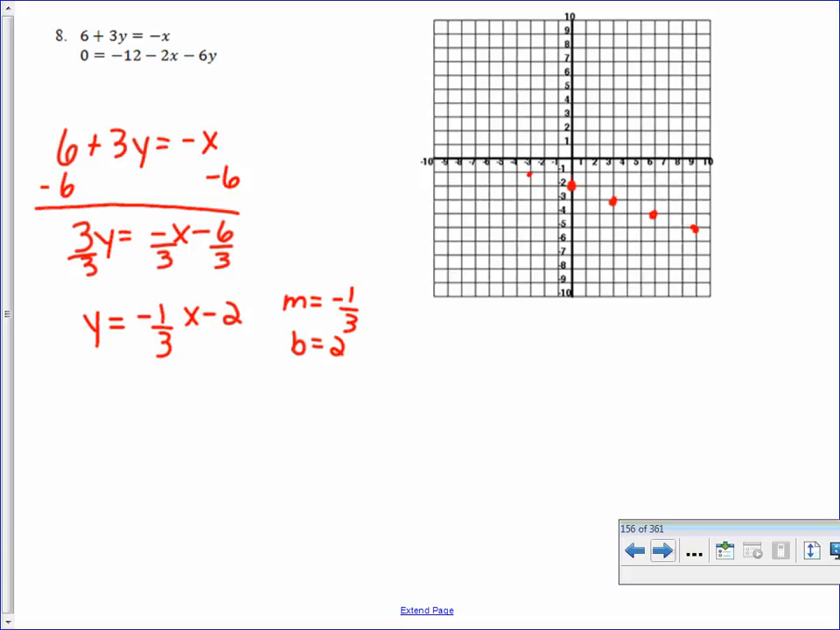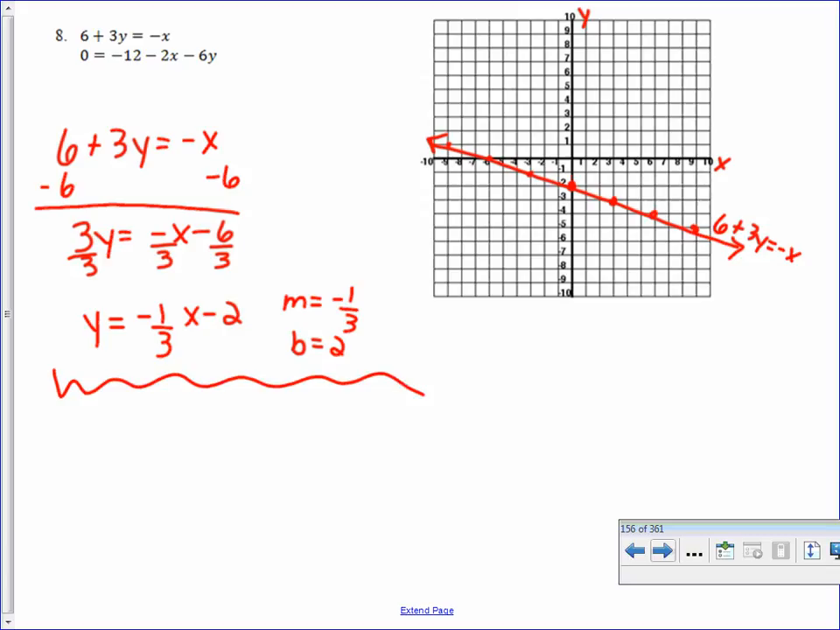down 1 to the right 3. And make sure, please, you do it in the opposite direction as well. Draw yourself a nice straight line, and let's label it with that original equation, 6 plus 3y equals negative x. Make sure my x and y axes are labeled.